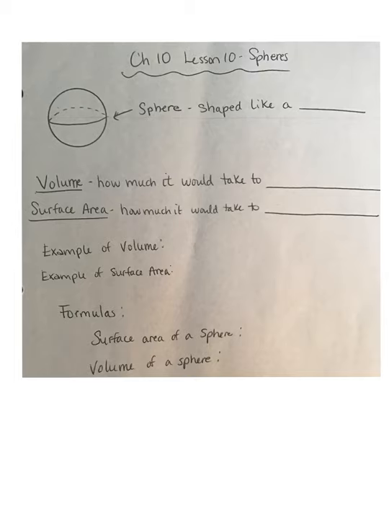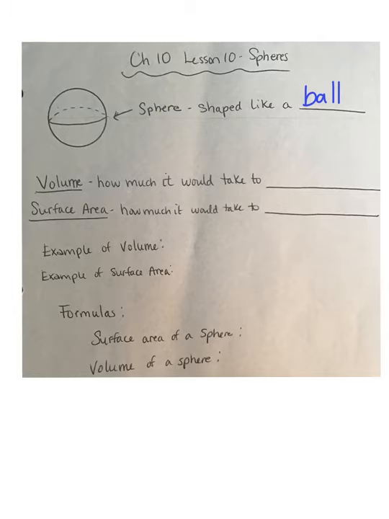Okay guys, today we're going to be talking about spheres. A sphere is a 3D version of a circle, like a ball, a water balloon, a globe, anything that is circular 3D. You can catch it, throw it, things like that. So a sphere is shaped like a ball.